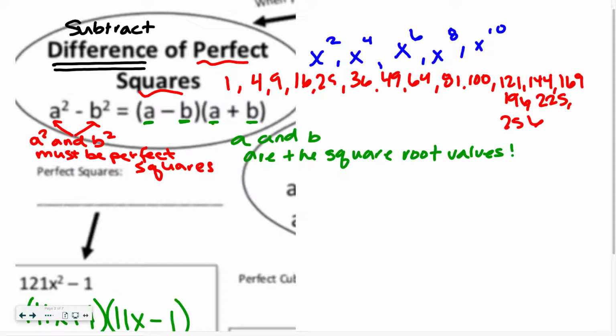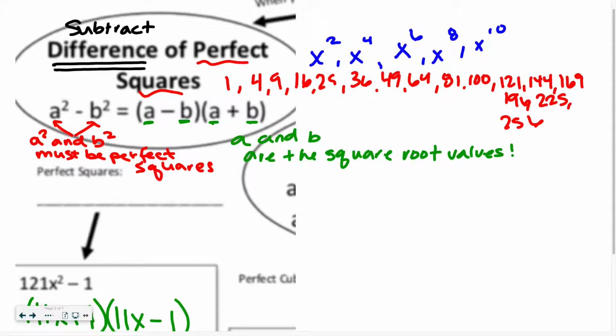I'm going to jump down to this one, 64x squared minus 9. What's the square root of 64x squared? 8x. What's the square root of 9? 3. So you have an 8x plus 3 and an 8x minus 3.